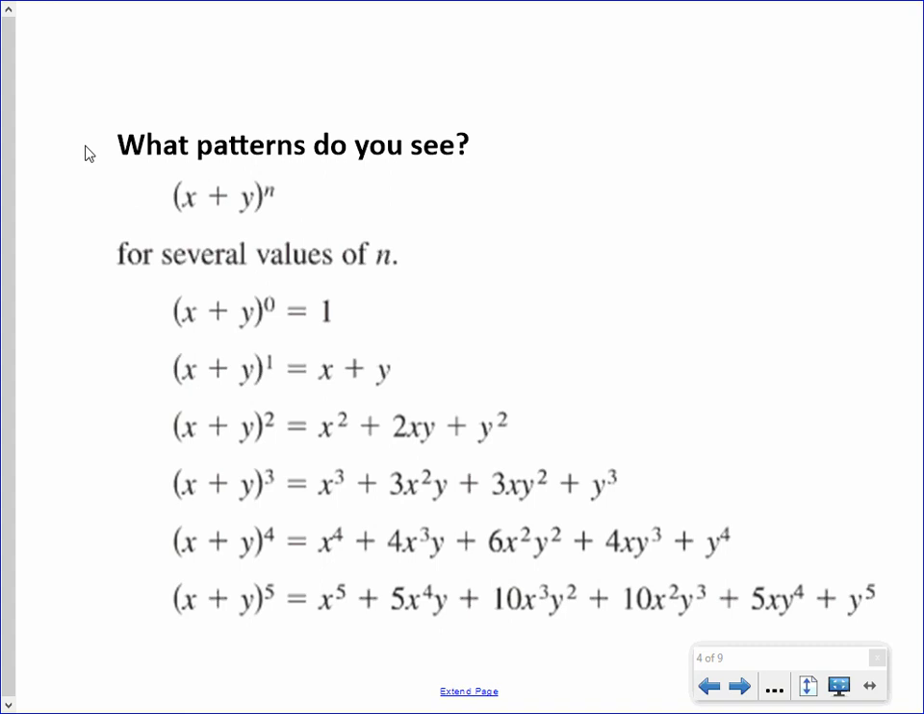Okay. And then down here I have several values of n. So notice I'm going x plus y to the 0, x plus y to the first, x plus y squared, x plus y cubed, fourth and fifth. Okay, and I could keep going. But what I want you to discuss with your table groups for a couple of minutes is what are all of the patterns that you see? Because the patterns that we see from line to line are going to be how I use binomial theorem so that it's easiest for me.